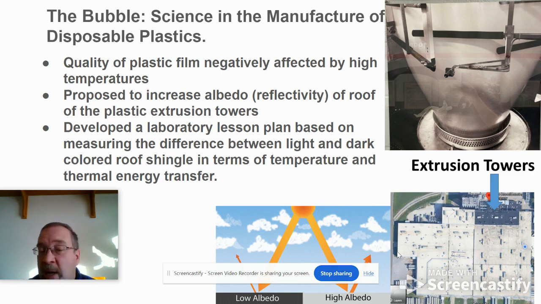So high albedo causes high reflection, low albedo, low reflection, high absorption. And so that's the definition of albedo.